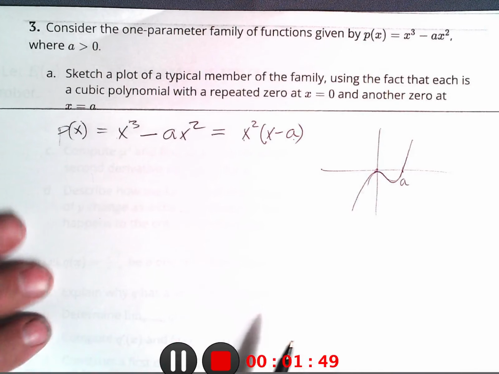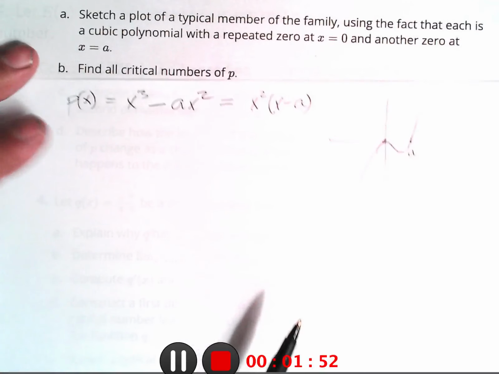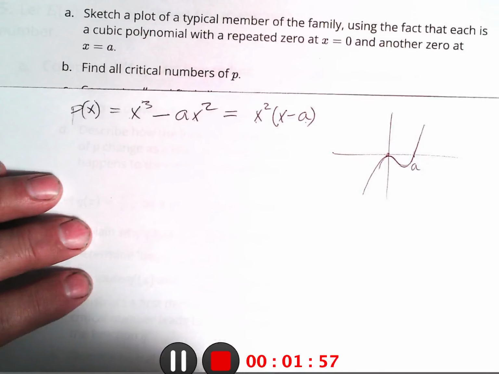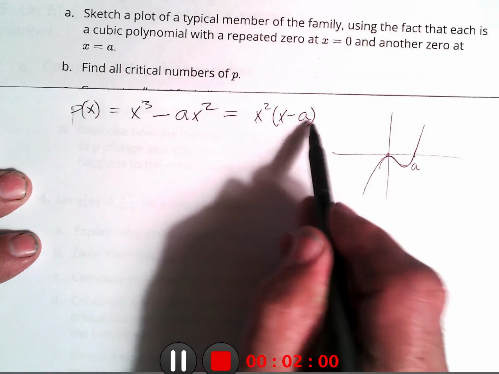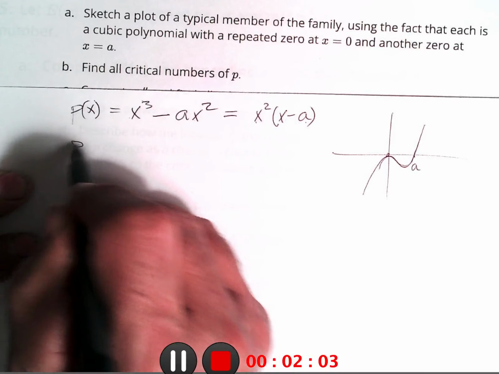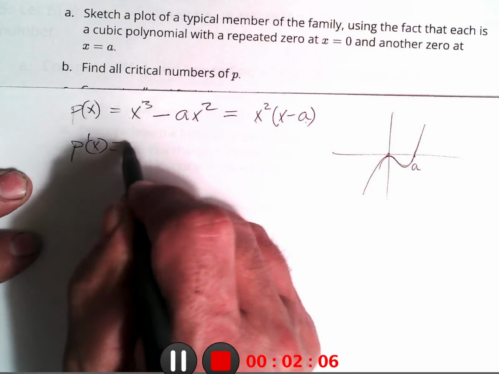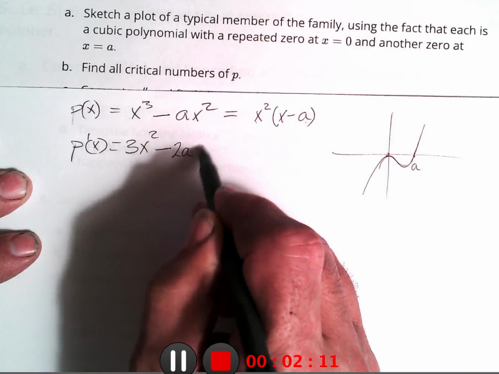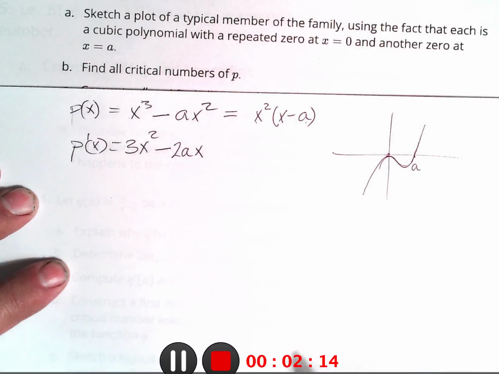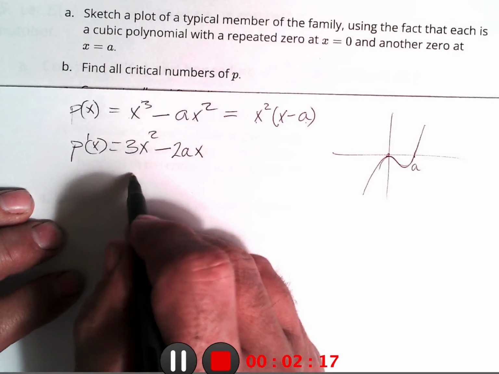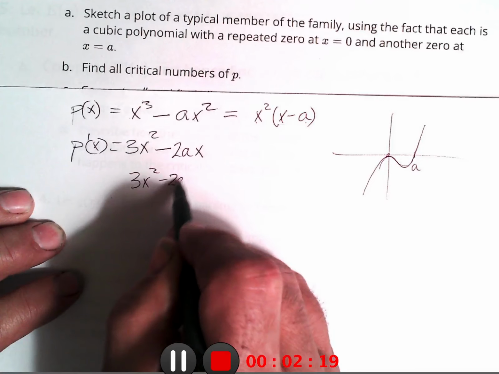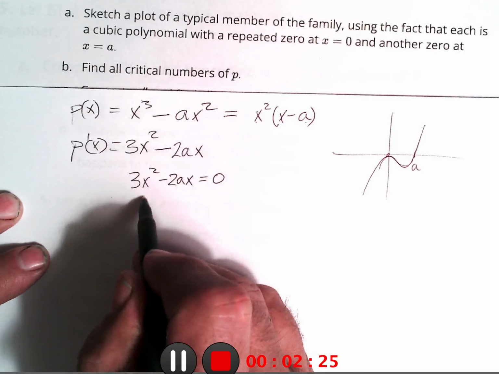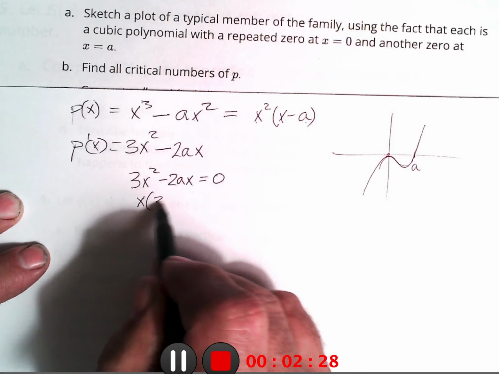Okay? And then the next thing it says, find all the critical numbers of p. And so we would just take the derivative of this. This we'd have to do the product rule. Here we don't. So p prime of x would be 3x squared minus 2ax to the 1. And to find the critical numbers, we set the derivative, 3x squared minus 2ax equal to 0. And if we factor out an x, we get x times 3x minus 2a equals 0.